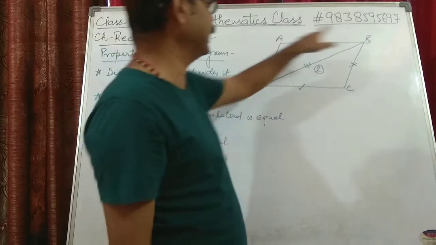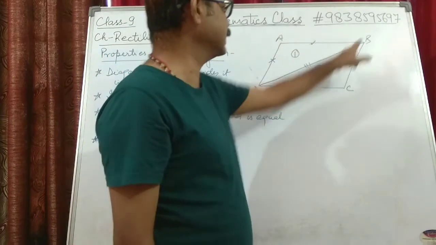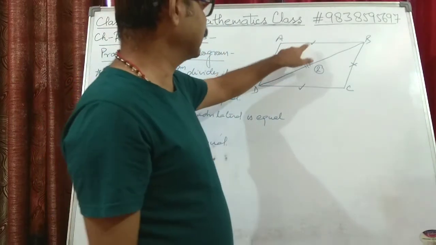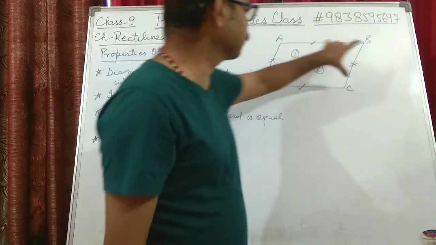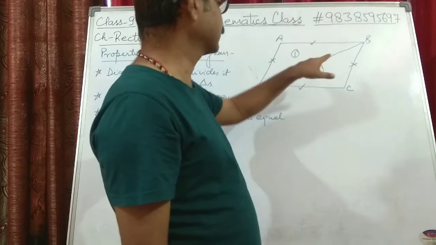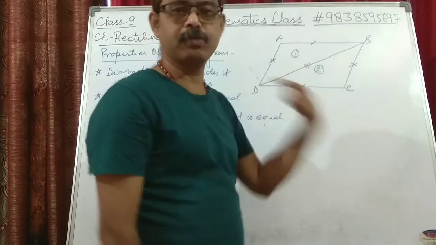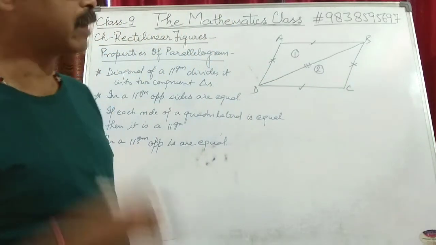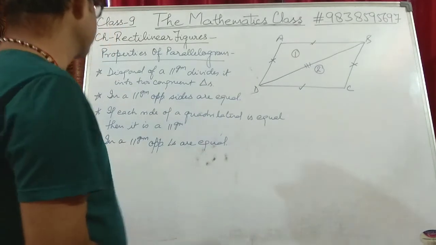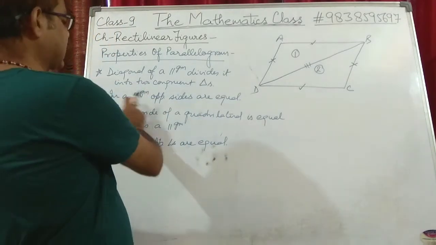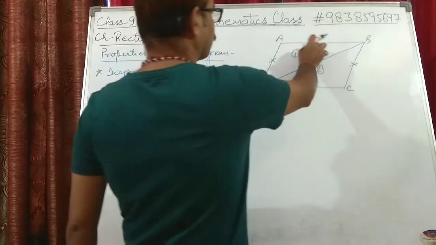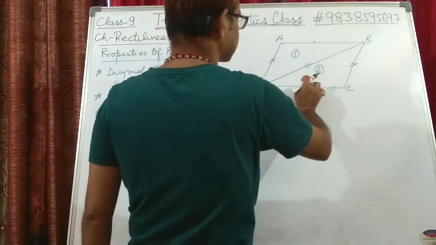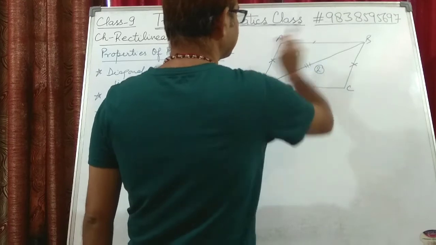I am taking triangles ABD and CBD. In triangle ABD, AB is equal to CD. Then AD is equal to BC. It is given. Third point is BD is equal to BD. It is common. So triangles are congruent by SSS rule. Second point, they say in a parallelogram, opposite sides are equal. Here, you have to prove that opposite sides are equal.